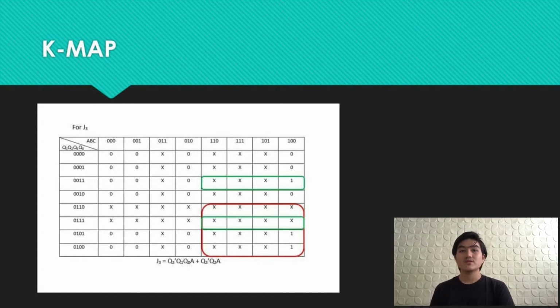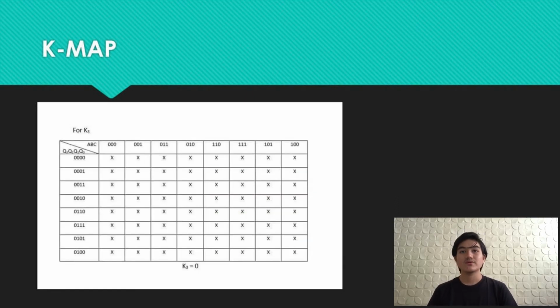Next, for the second one, the equation for J3. We fill the grid of the K-map based on our J3 from the truth table with zeros and ones, and solve it by making groups. Based on our K-map, there are 2 loops, so there will be 2 terms. For the green loop, we get Q3 bar Q1 Q0 A, and plus for the red loop, we get Q3 bar Q2 and A.